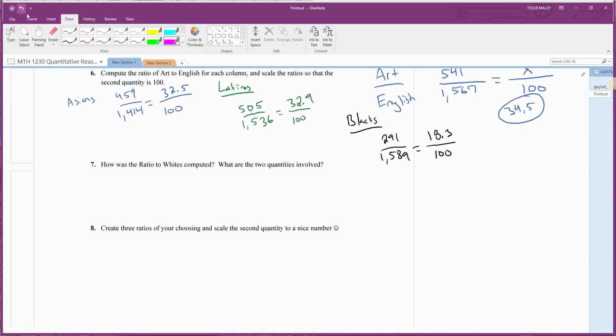So let me put in words what we're noticing. What we could say is each total was compared to the white total of 7,505, I believe, and the second quantity, whites, was scaled to 1.